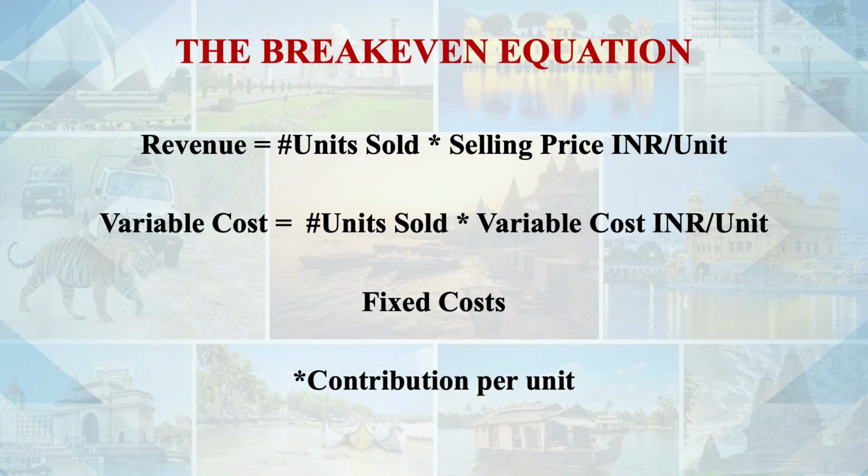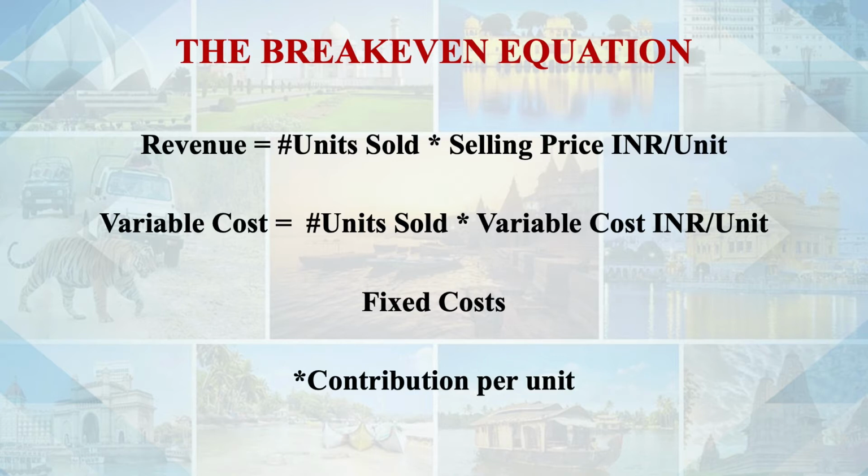For example, if a tour operator is charging 10,000 rupees per tourist for taking a group to a destination or on a tour package, then the per unit price is 10,000. And if he is taking 10 tourists in a group, then 10 tourists is the number of units sold, and 10,000 is the per unit price. 10 multiplied by 10,000 comes out to 1 lakh rupees, which will be the revenue.